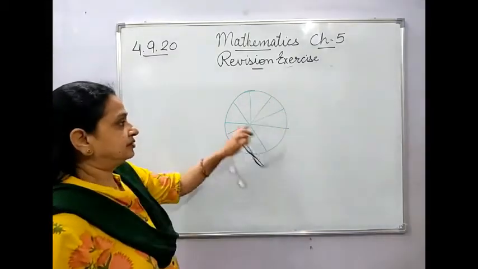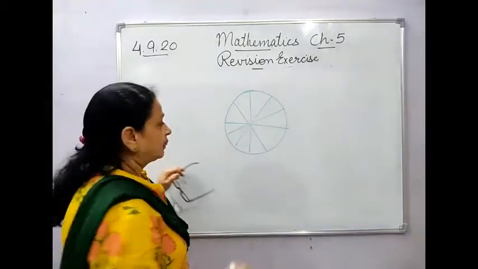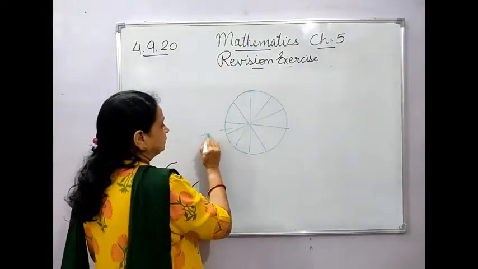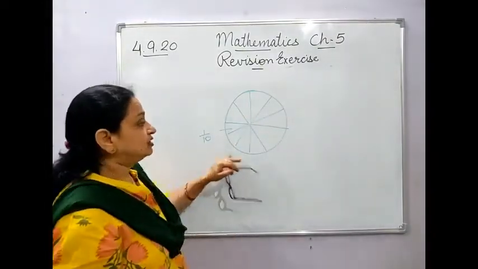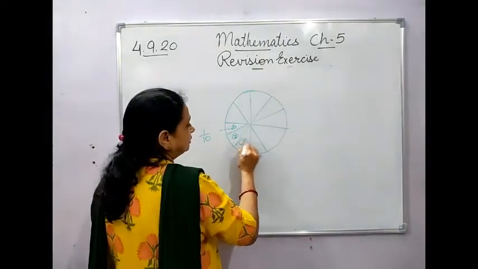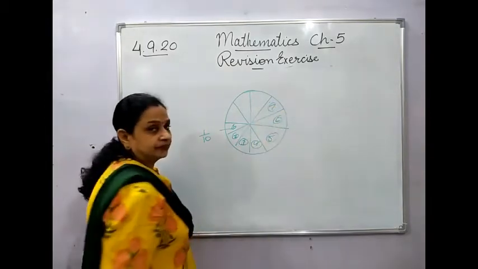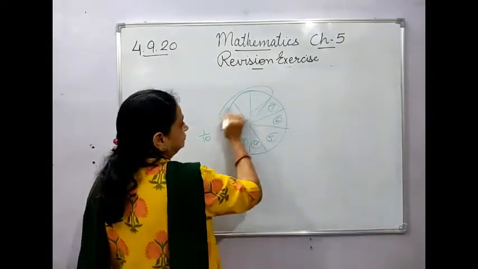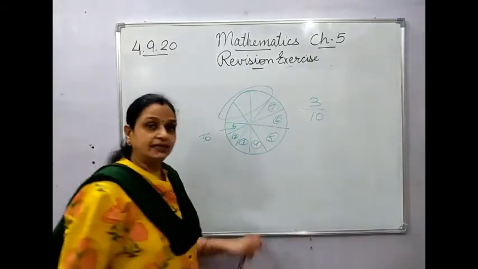Suppose she has divided the cake into 1, 2, 3, 4, 5, 6, 7, 8, 9, 10 parts. Each part is 1/10. She has given it to 7 friends: 1 friend, 2, 3, 4, 5, 6 and 7. So how much is left? 3 upon 10 of the cake is left.